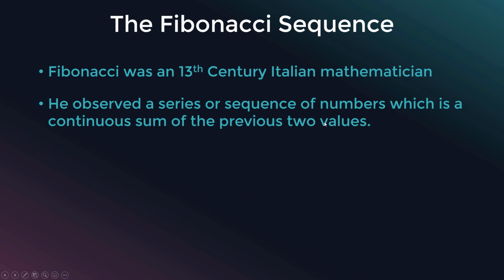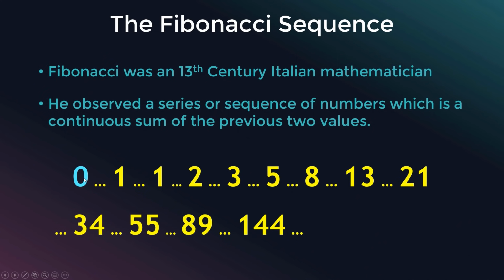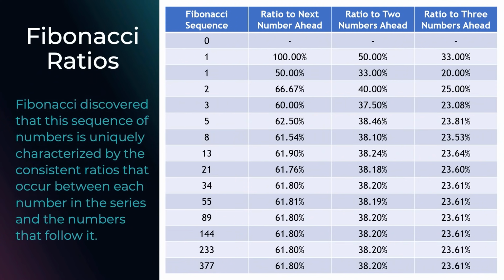Fibonacci observed a series or sequence of numbers, which is a continuous sum of the previous two values. So we start with 0, then go to 1, 1, 2, 3, 5, 8, etc. So as it moves on out, we'll talk about the fact that this summation series is adding the previous two numbers to give you the next. 0 and 1 is 1, 1 and 1 is 2, 1 and 2 is 3, etc. And that continues all the way up to infinity, basically. Fibonacci discovered that the sequence of numbers is uniquely characterized by the consistent ratios that occur between each number in the series and the numbers that follow it.